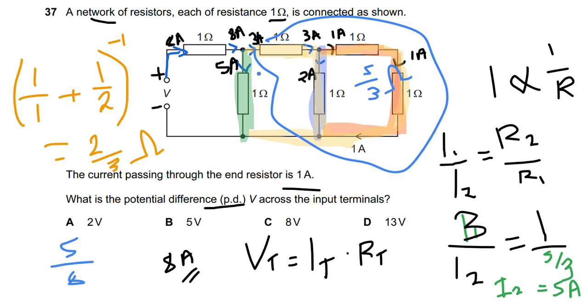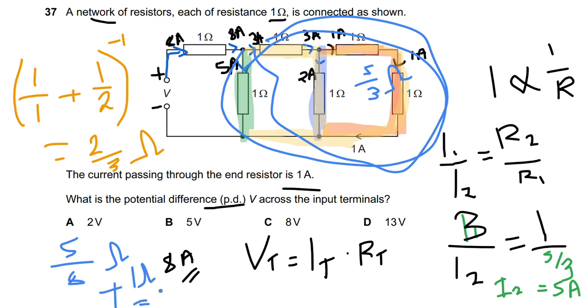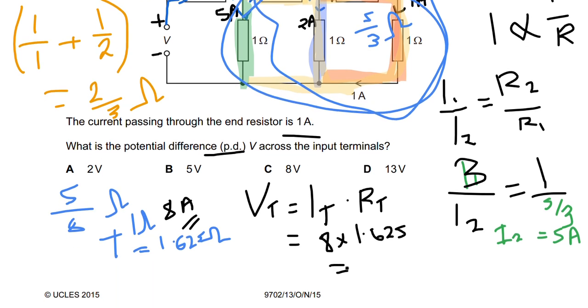That gives us 5 over 8 as the total for this part, right? Now what is interesting is that this part of the circuit is 5 over 8 ohms, and it is in series with this resistor. So we just add 1 ohm to that, and we get 1.625 ohms. So that is the total resistance, right? The current total, which we just figured out, is 8 amperes, times the total resistance, which is 1.625, which gives us a value of 13 volts. So our correct answer is D.